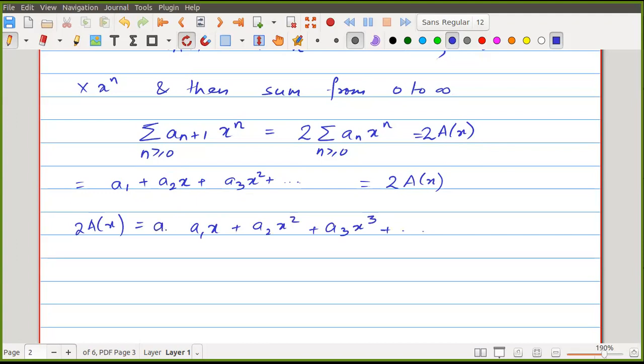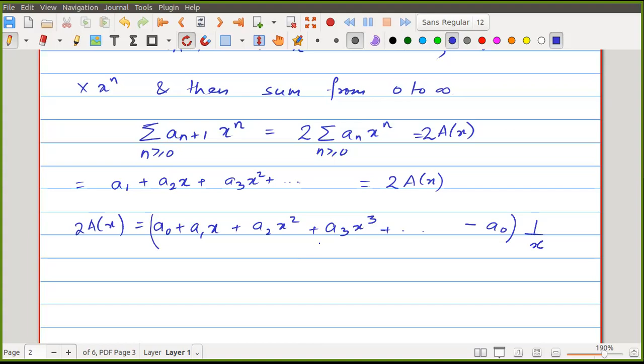And I will add a term a0 here and subtract a term a0 here. And this entire thing I divide by x. Is this allowed for me or not? Not if x equals 0.